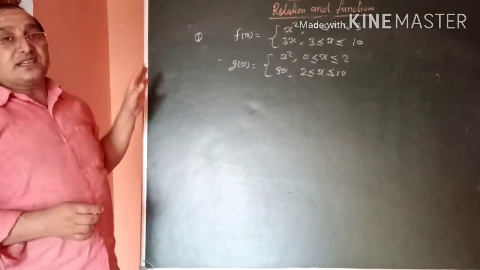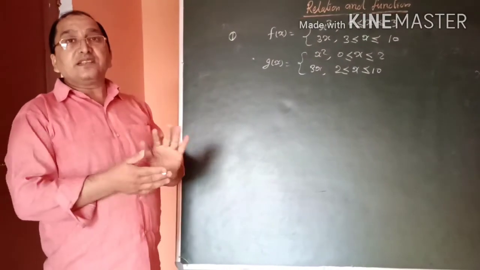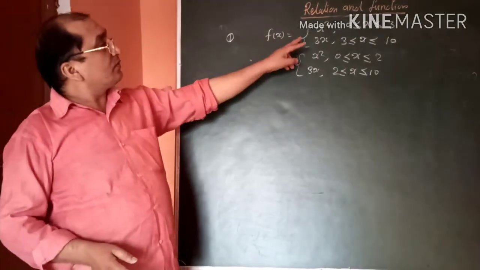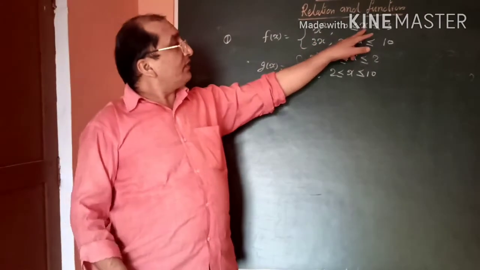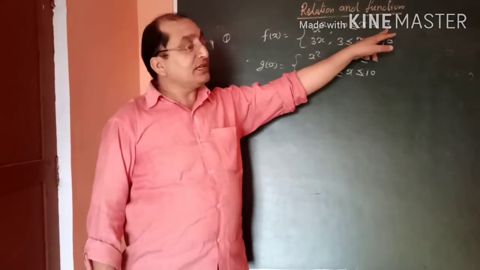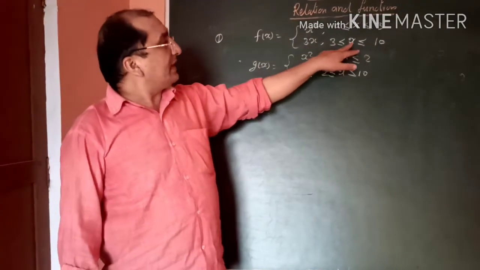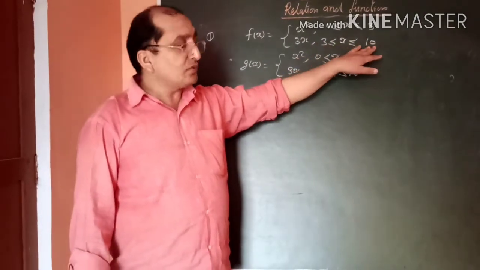Come to the miscellaneous exercise of this relations and functions chapter. The function is defined by two parts: f of x equal to x square, if x is greater than or equal to 0 but less than or equal to 3, and its second part 3x, if x is greater than or equal to 3 but less than or equal to 10.